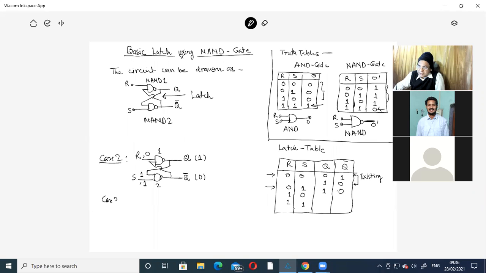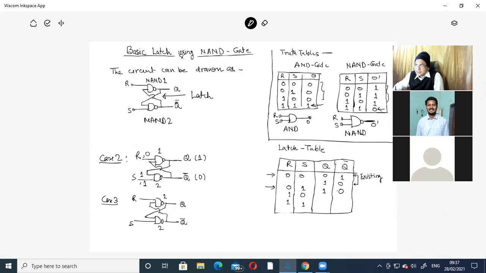Now consider case 3. Again, we have to draw the circuit. This is R. This is NAND 2 with S, and this is the latch. Here is the input of the first. This is NAND 1, here is NAND 2. This output is Q, and this output is Q bar.